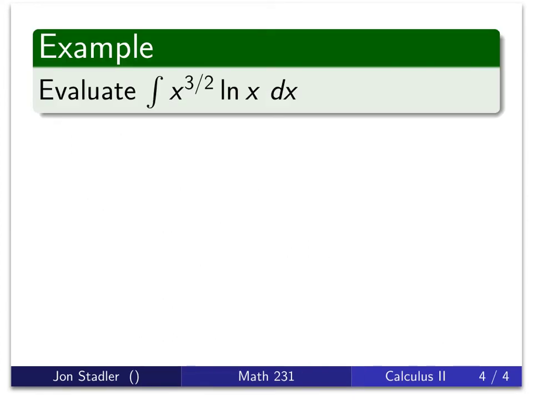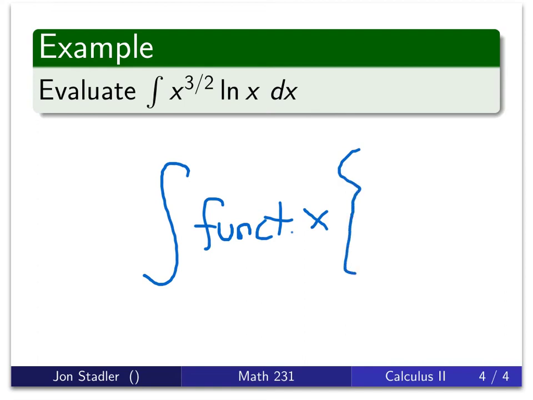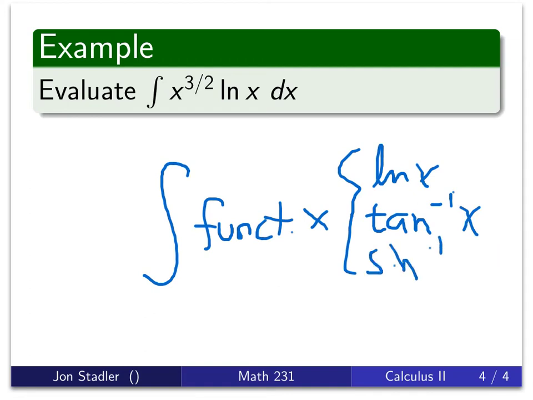The final example is a second type of integration by parts, where we have some function multiplied by one of a few different things: the natural log of x, the inverse tangent of x, or the inverse sine of x.